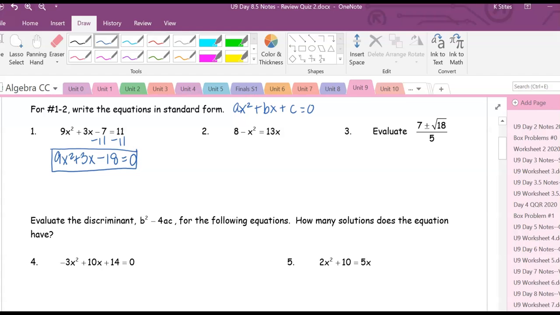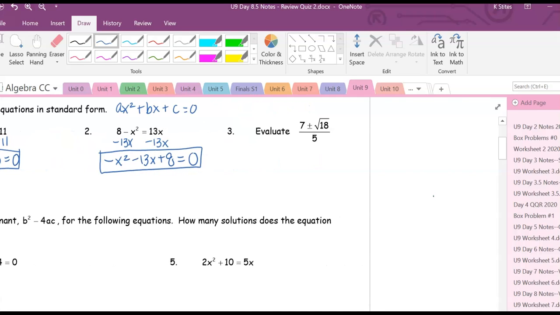Now, for number 2, we have a couple things we need to do. The first thing we need to do is move our 13x over to the other side. So again, we'll subtract that, but also we need to make sure everything is in the correct order. So remember, we want x squared and then x and then our number. Your x squared is negative. Your 13x is also negative. That needs to go in the middle, and then your 8 is a positive. So that will go at the end and then equals 0. Okay, and here is your standard form.